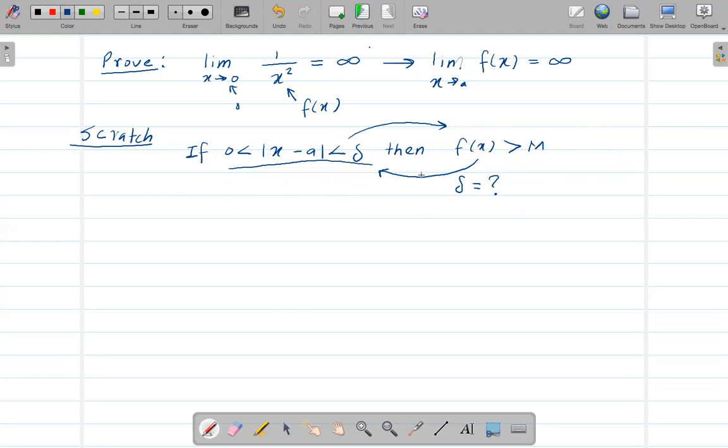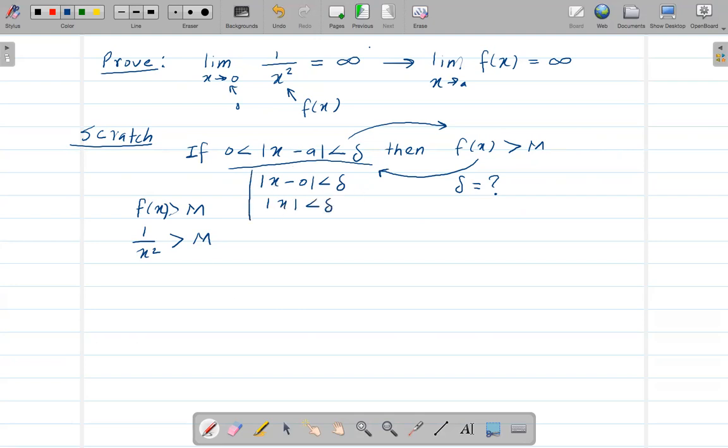Okay, now from here to here, starting from this, f of x is greater than m. F of x, like I said, is 1 over x squared, which is greater than m. We don't know that. But from here, we know that the absolute value of x minus a0 is less than delta, or the absolute value of x is less than delta. All right. We need that later on.